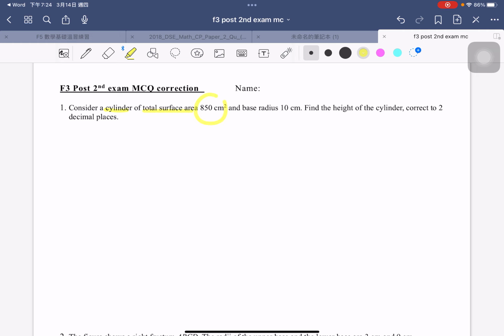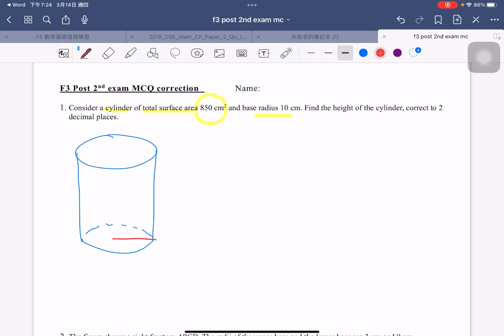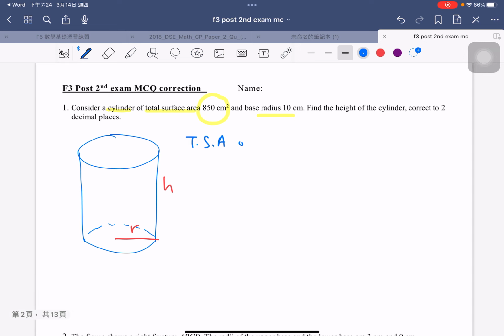Okay, so for the first question, we have a cylinder, and you're given that the total surface area is 850 with a radius of 10 cm. Almost all of you didn't draw any graph of this cylinder. So please draw the graph first. So let's draw the cylinder. This is a cylinder, and then you label the radius and the height, isn't it?